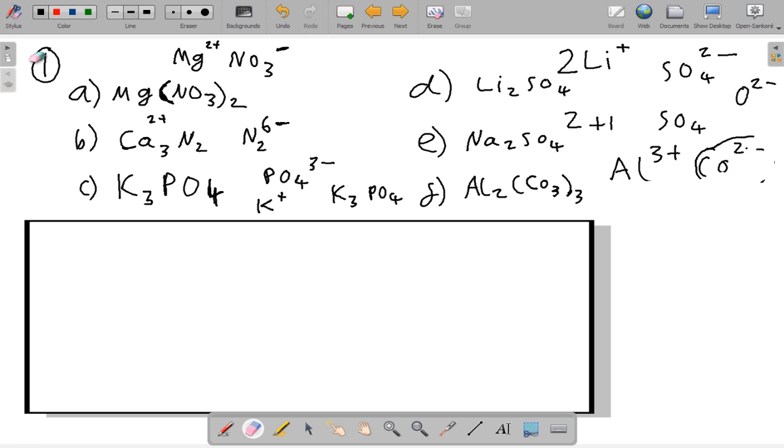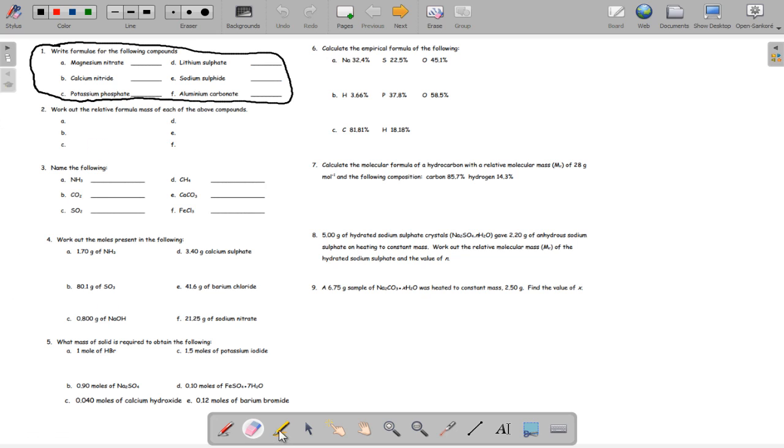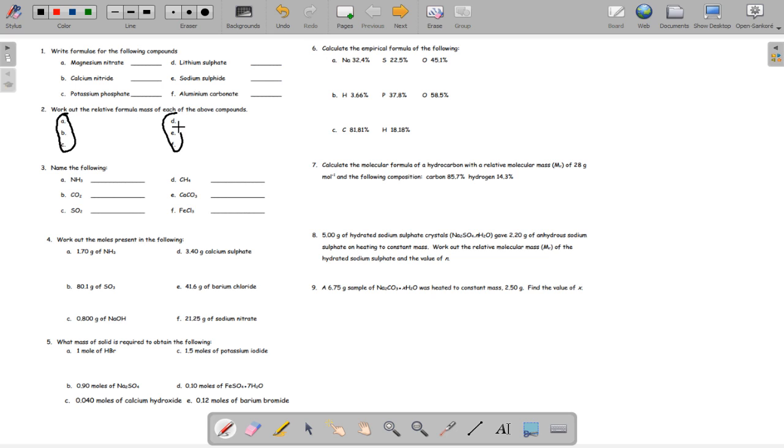So now back to the questions. Now we need to work out the relative formula mass for each of the above compounds. Now I'm assuming that you got all of the questions right in the top. Then you'll be able to work out all the molar masses for magnesium nitrate, lithium sulfate, calcium nitride, sodium sulfide, potassium phosphate and aluminium carbonate. And I'll pause for a few seconds.